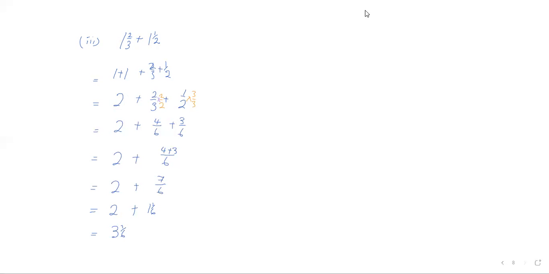That's what you have there. This is 3 and 1 over 6. Or, on the other hand, you can have 1/2 plus 1.5. This is 1 and 2 over 3 plus 1 and 1 over 2.